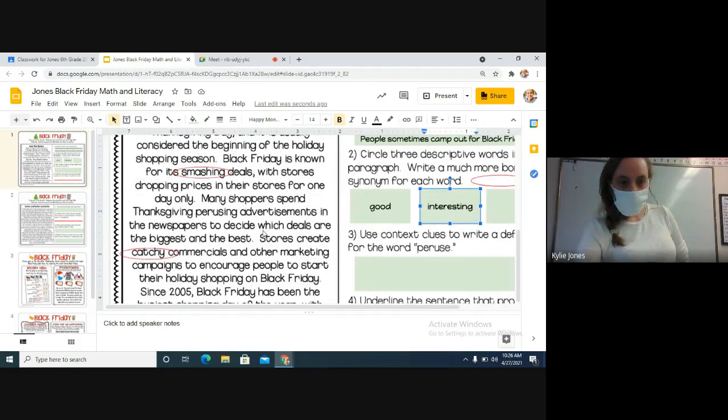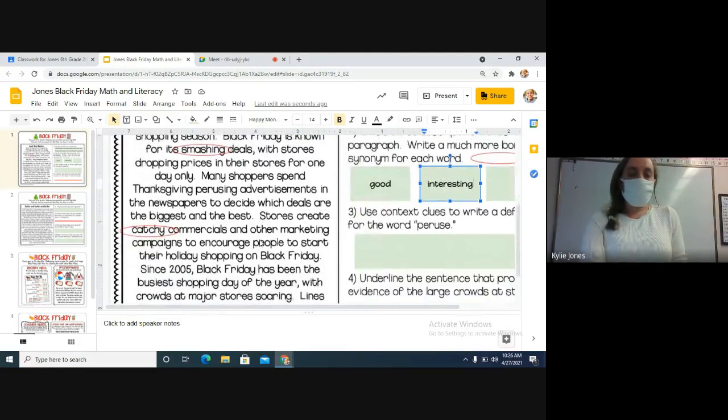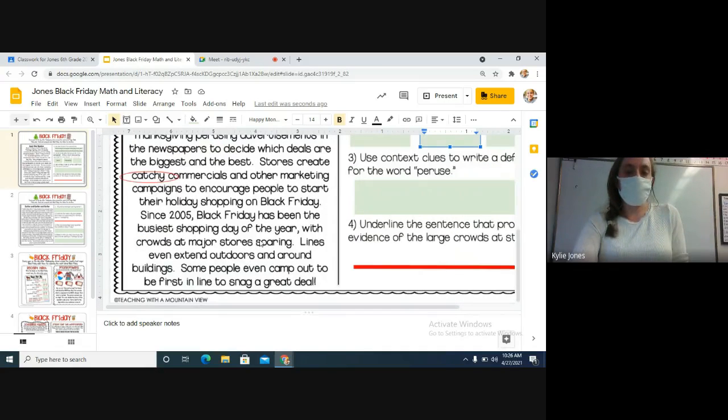Perusing? Many shops. Okay, so that's another verb. They spend Thanksgiving perusing advertisements. Does anybody else have any descriptive words or adjectives? That's another verb. So ED or ING words are typically verbs. It wants an adjective.